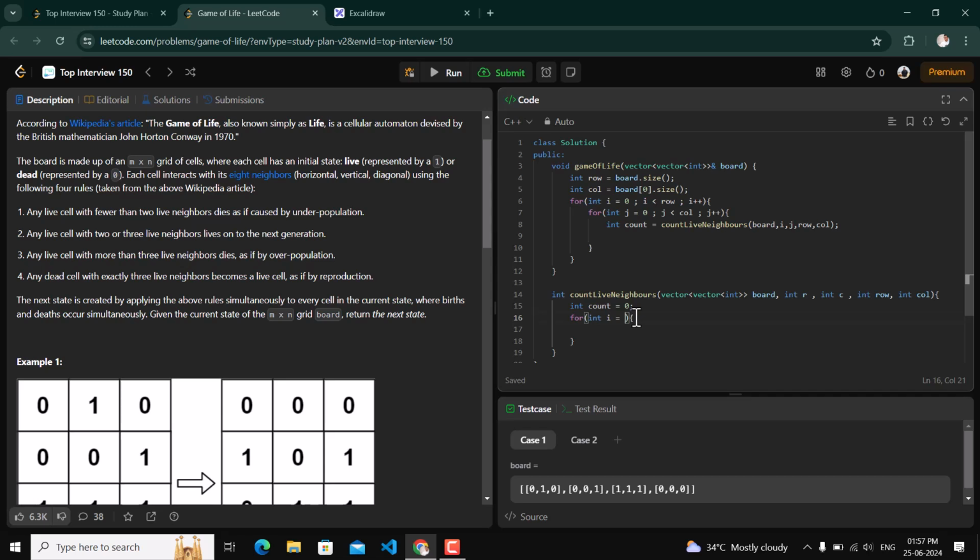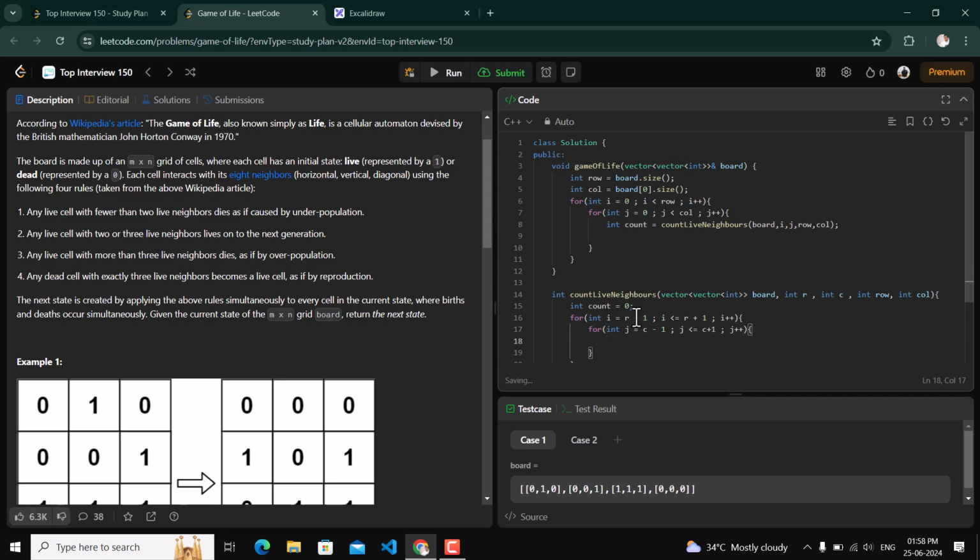Okay, it will be for int i equals r -1, until i is less than or equal to r +1, i plus plus. In the same way, for int j equals c -1, j is less than or equal to c plus 1, okay, then j plus plus.